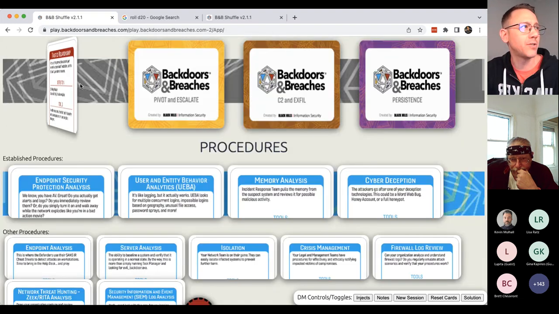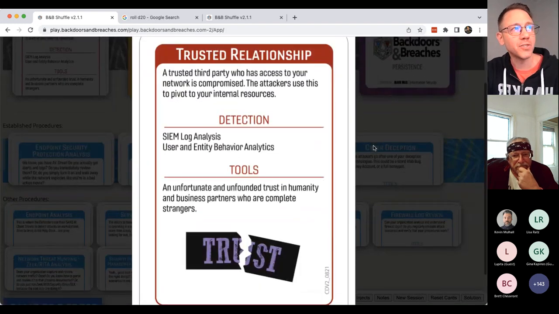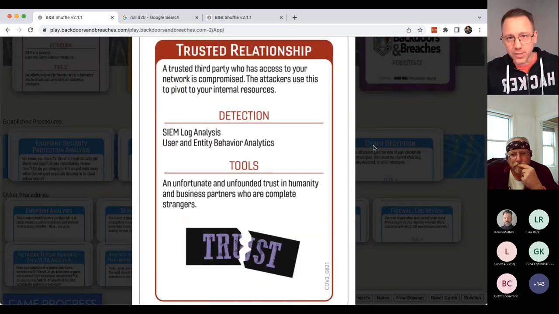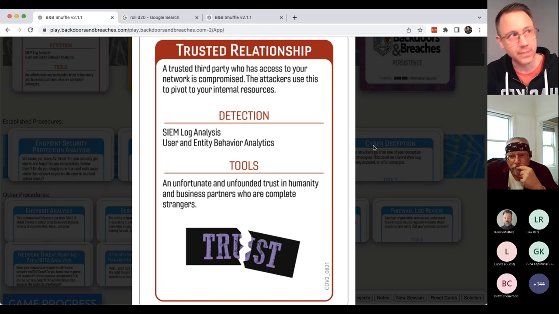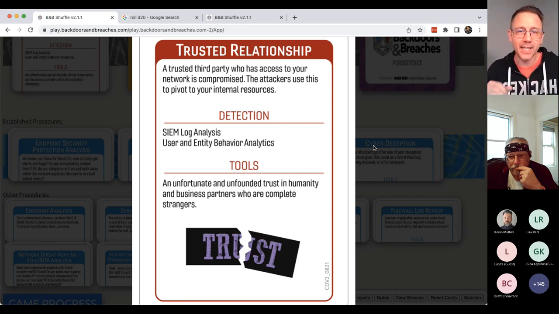Now, if I hit refresh, I should get a brand new card, trusted relationship. All right, so here's what this attack is. Trusted relationship is the major headline. So it's someone that you trust. It's a relationship situation going on. A trusted third party, so it's not your organization, who has access to your network is compromised. The attackers use this to pivot to your internal resources. So it's not just you that you have to worry about. It's the people who have access to your network that you have to worry about. And then you have to be concerned if they get breached or not.